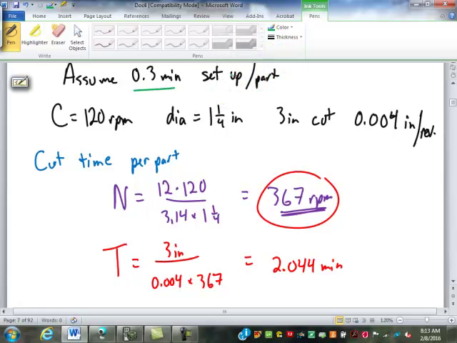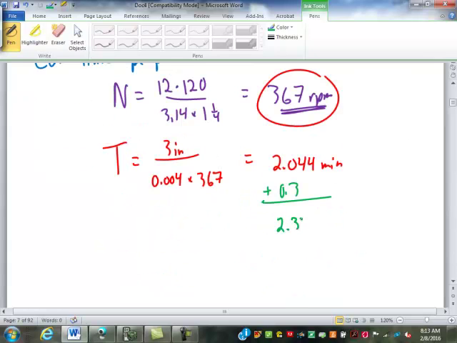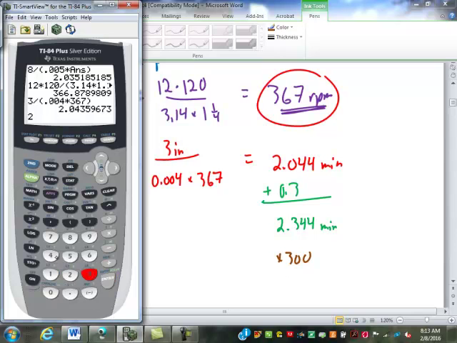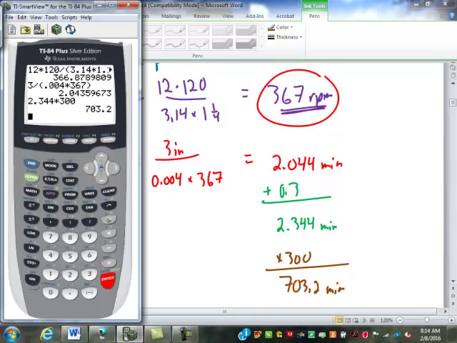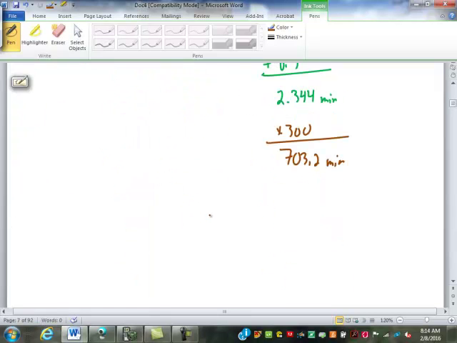Now from here we're going to add the setup. We have 0.3 minutes for setup, so now it's 2.344 minutes per part times 300 parts. So it's going to take 703.2 minutes. Divided by 60 will make it hours. 11.72 hours. So basically, you're looking at 11 3/4 hours. I'd probably schedule it as a 12-hour job.